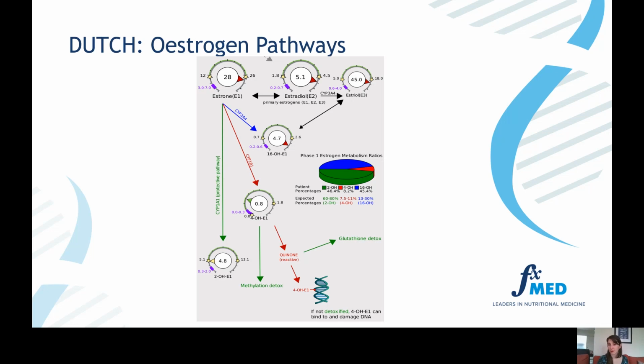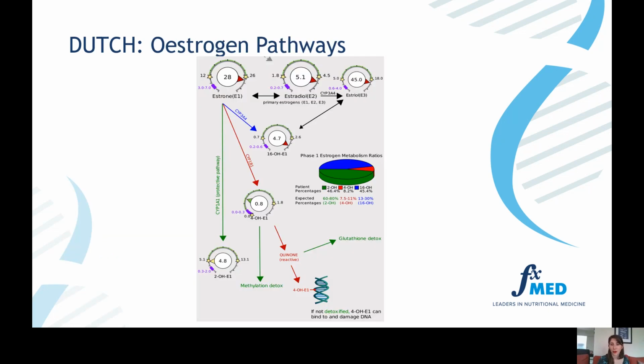And then the 16-OH pathway is more proliferative. So that can sometimes be associated with things like fibroids and endometriosis. There is a little chart on the side here. We would expect to see a certain percentage of estrogen being detoxed down each of these pathways. So 60 to 80% we want to go down this 2-OH pathway, and we can see this person has 46.4%, so that's a bit low.